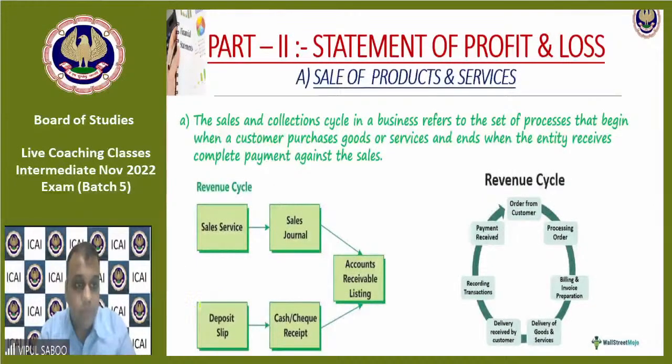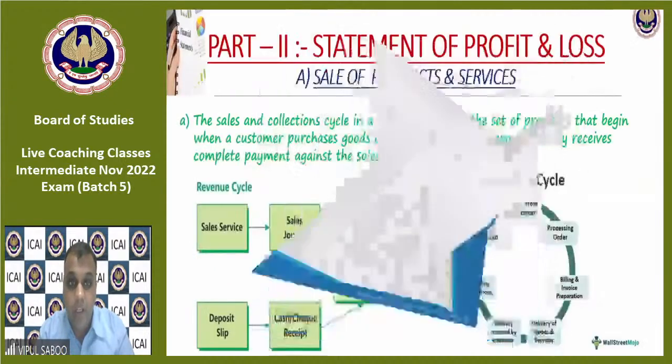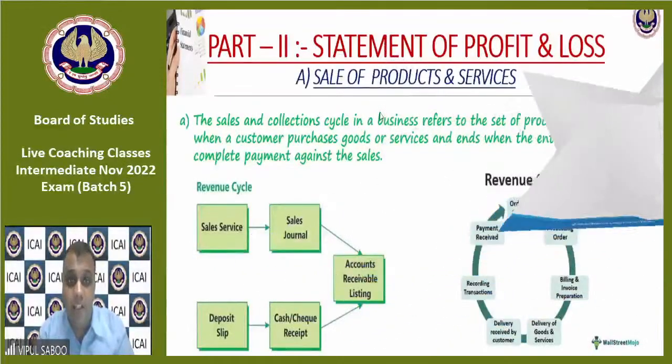So the sales and collections. Collection is either you collect cash on the same date or you collect cash from the debtor. In this case, A became the debtor for 1 month because he purchased from you. It was a credit sale. He purchased on credit from you. So collections from the debtor.